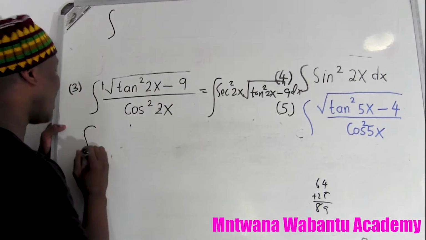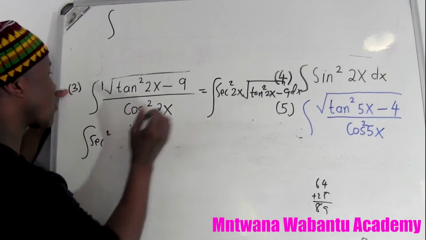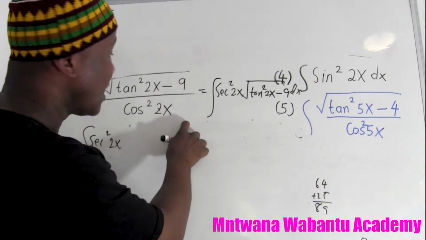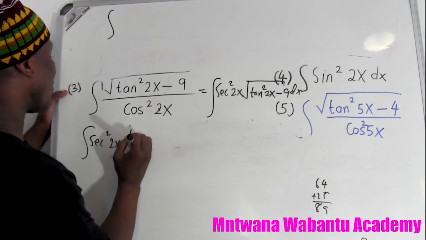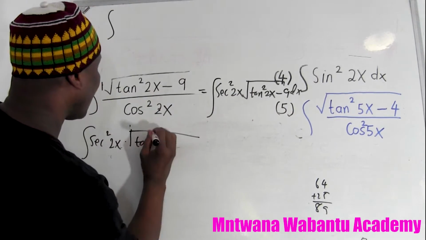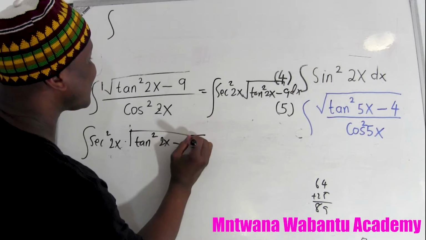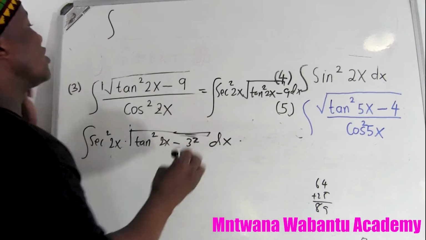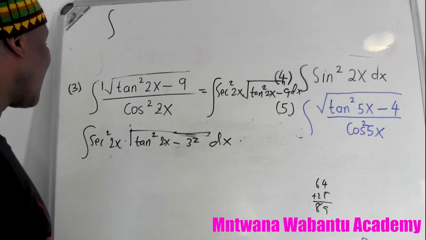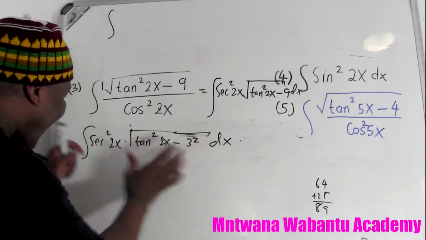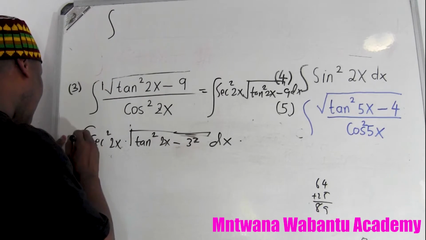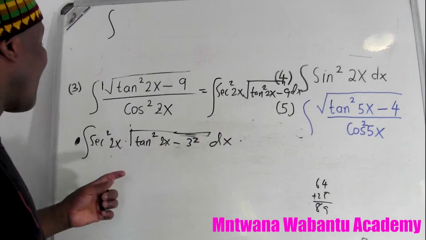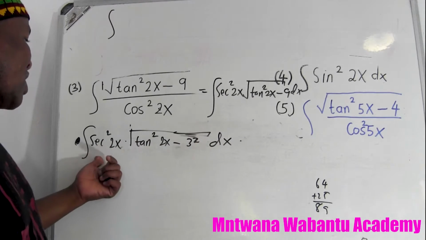Then write again the integral of sec squared 2x, because 1 over cos equals sec, but it's squared, sec squared, and then you write exactly tan of 2x, minus, but 9 is 3 squared, and then we got our dx. So now we have a rule. If you have a question like this, how do I know? The form must be tan and sec.